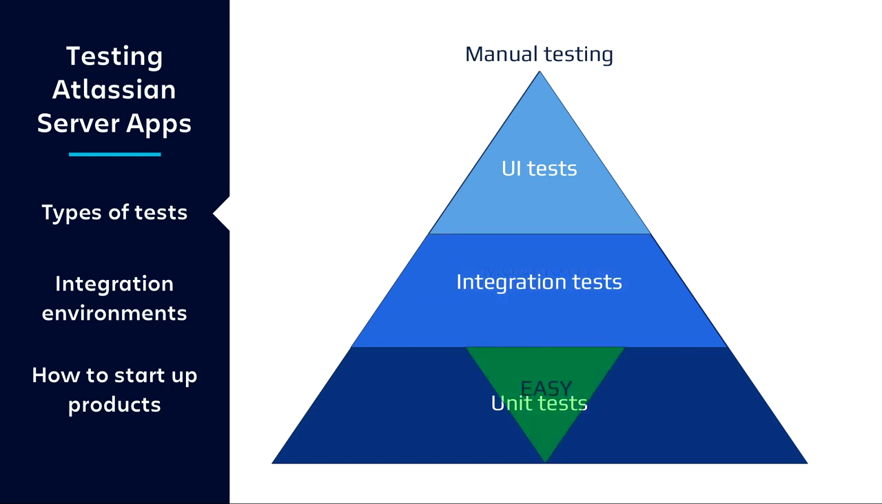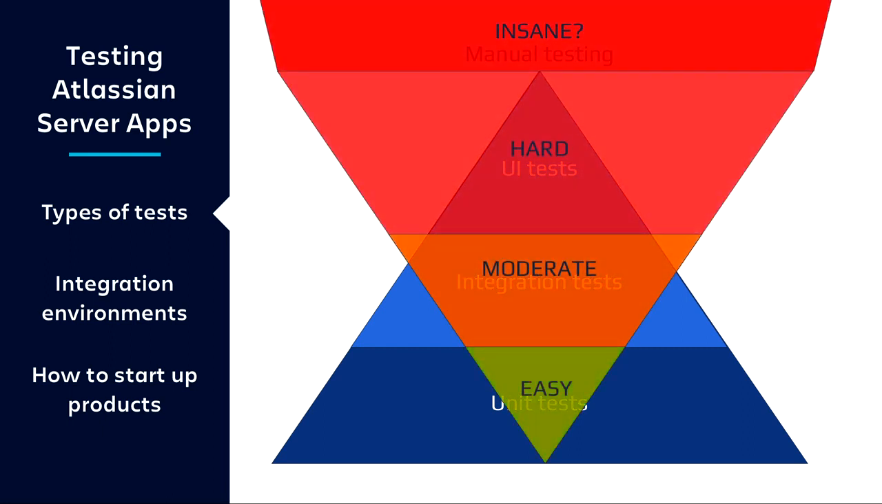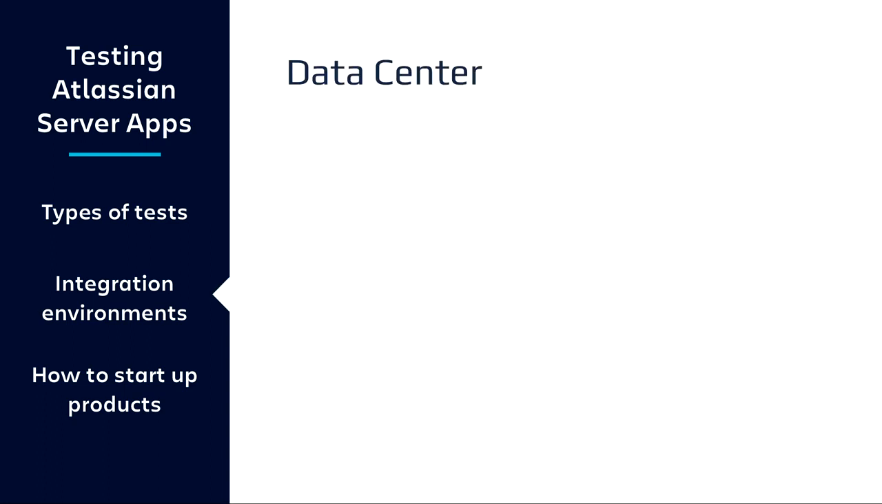So the effort is proportional to the amount of different types of tests you have in your system. And the main problem with the complicated testing environments is that they're really non-trivial to automate and non-trivial to set up locally. So what do I mean by the complicated environments? For example, data center. Data center is definitely not trivial to automate or run locally. And that's why.